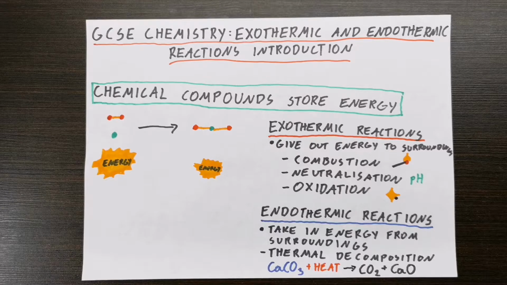Now, what about endothermic reactions? Endothermic reactions take in energy from surroundings, as I already mentioned. And what is an example of an endothermic reaction? One such example is thermal decomposition, when we have calcium carbonate turning into carbon dioxide and quicklime, as in calcium oxide. So thermal decomposition requires heat. We need to do this in a furnace. We need to supply a lot of heat in order for that reaction to even happen. It does not happen spontaneously.